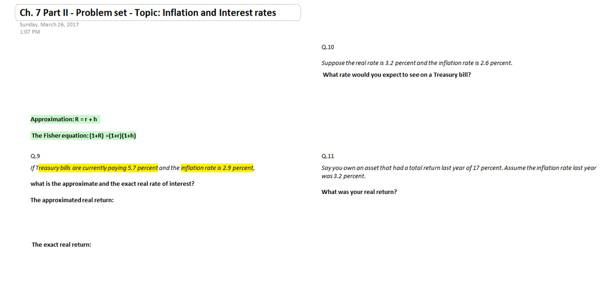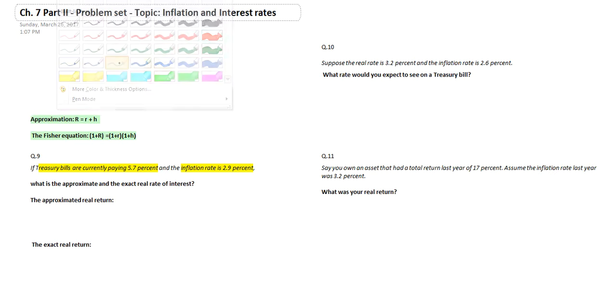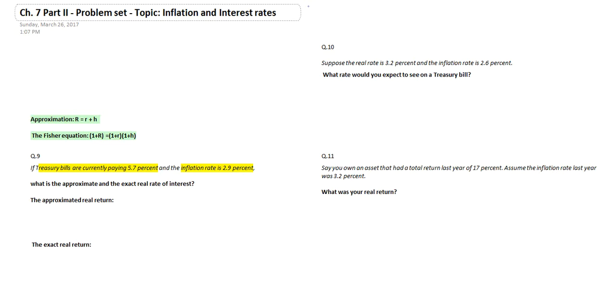Okay, in this topic, the last problem set for chapter 7 part 2, we're dealing with inflation and interest rate. One thing that we should know is the interest rate that we get quoted by a financial institution is called the nominal rate. This is not the real rate that reflects your real purchasing power, because the nominal rate already includes inflation within itself. The main components of the nominal rate are the real interest rate plus inflation.